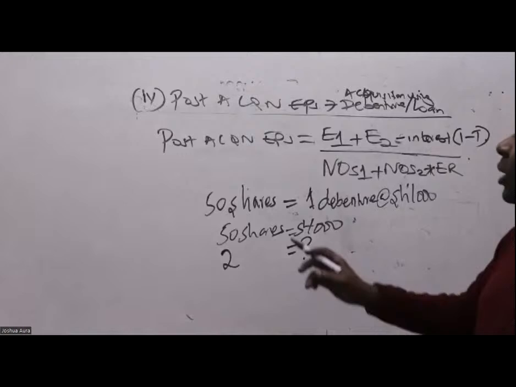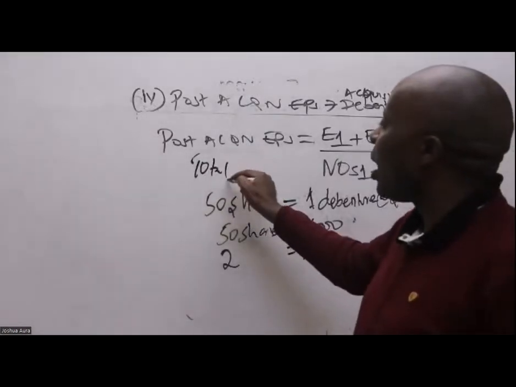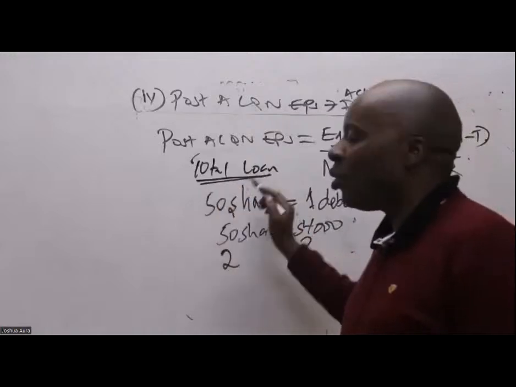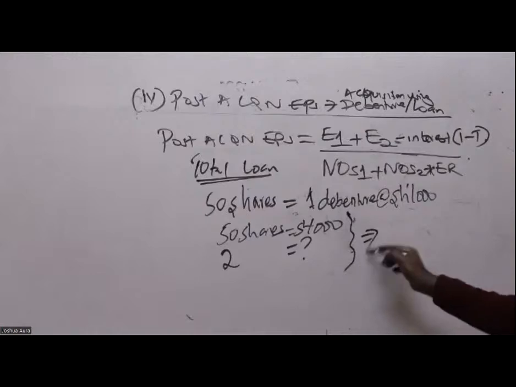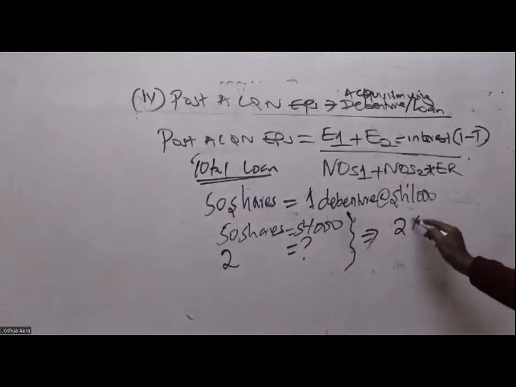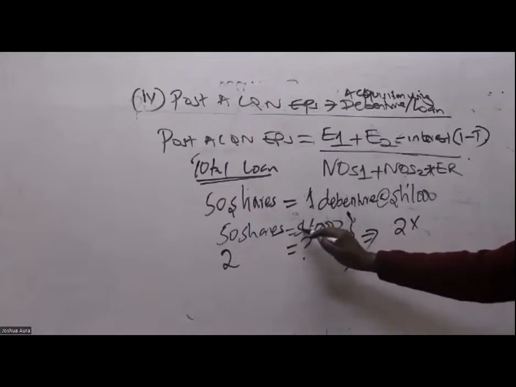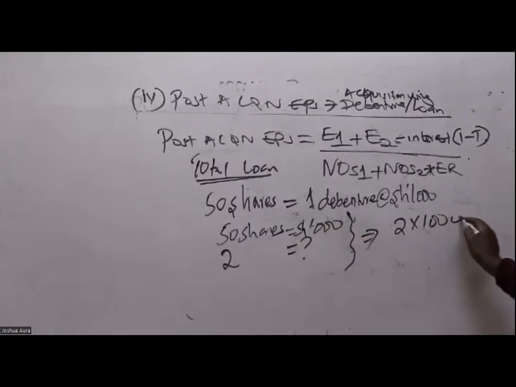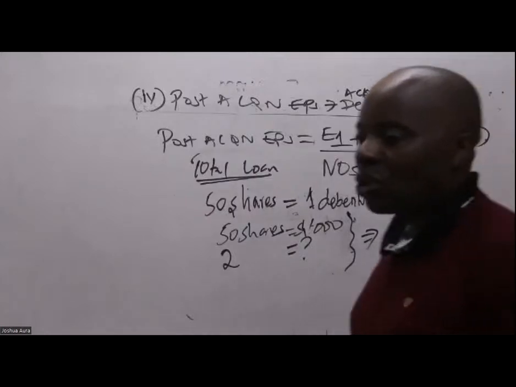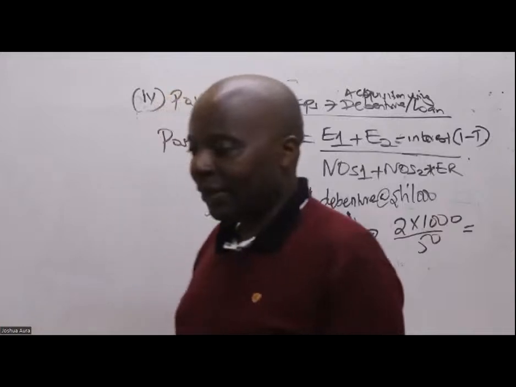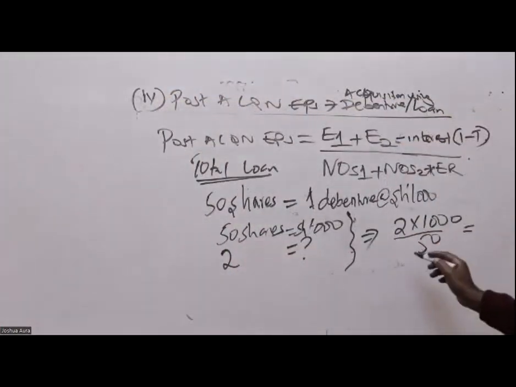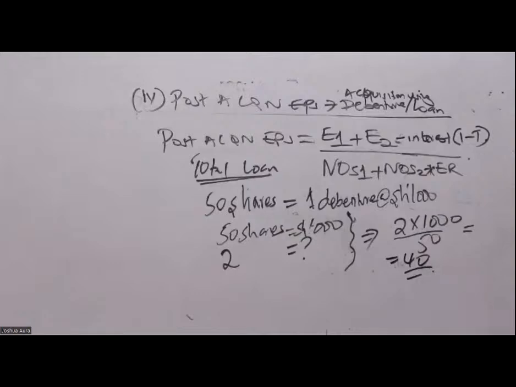So in short, what I want to do here is to get the total loan. So come here and cross multiply. When you cross multiply, this will be 2 times 1,000 all over 50. So what is the total loan? They are telling me it is 40. This is the total loan.